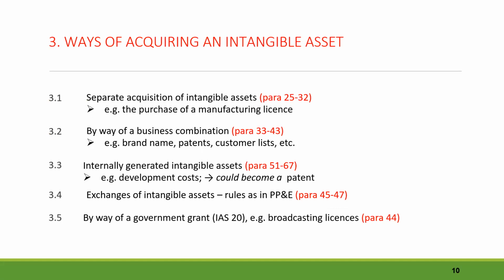So like I mentioned at the start, there are different ways for a company to acquire an intangible asset. So the separate acquisition of an intangible asset and an internally generated intangible asset, you probably covered already, right? Then we have intangible assets acquired by way of a business combination, and this we cover when we're doing IFRS 3. Then finally, we have intangible assets that are acquired by way of a government grant, as well as exchanges of intangible assets.